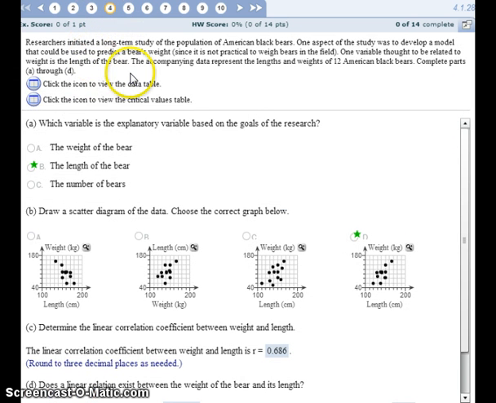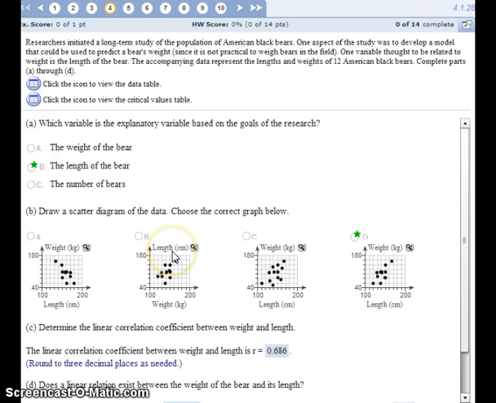And now number 4, we're looking at black bears and trying to see if we can use the length of the bear to predict the weight, which would be useful because it's not very practical to try to weigh a bear out in the wild. It's a lot easier to measure the length of a bear than to get him on a scale. So if we can use the length to predict the weight, that means the length of the bear is going to be the explanatory variable.